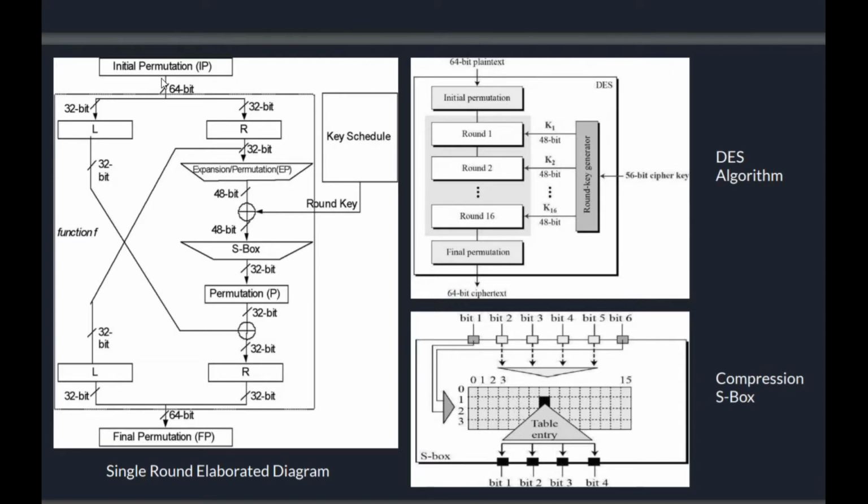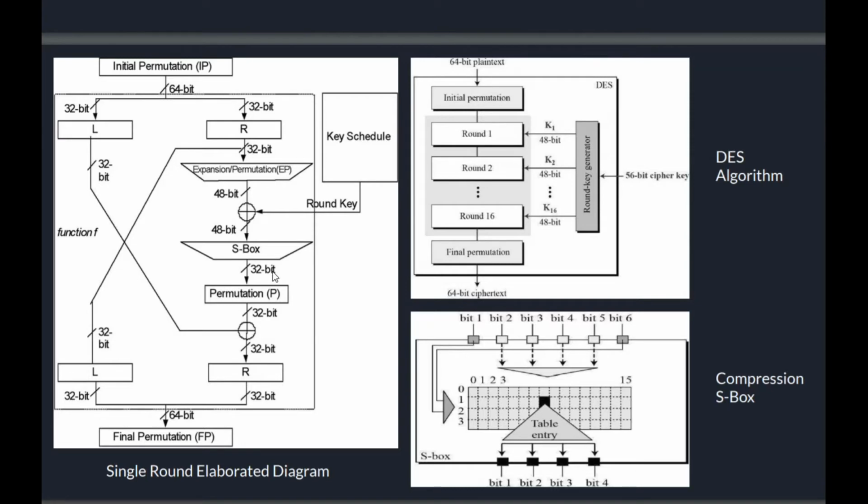After the initial permutation, we divide the 64 bits into 2 halves, 32 bits each. The right part goes into the expansion permutation, that is the expansion P box, and generates a 48-bit output. This result will be XORed with a round key and then passed to the compression S box. The compression S box is shown right here. It takes 6 bits and converts them into 4 bits, so the 48 bits will be converted into 32 bits.